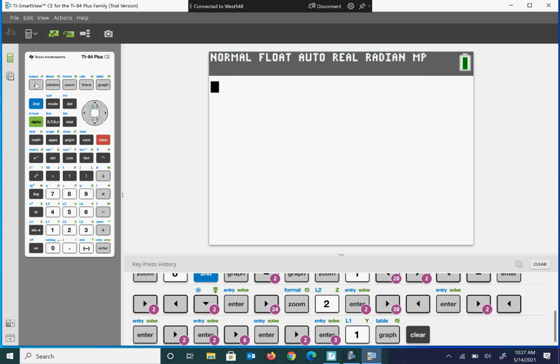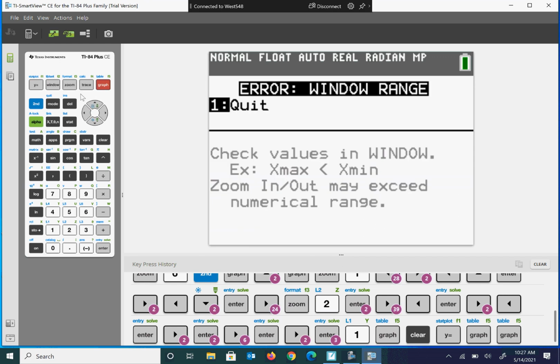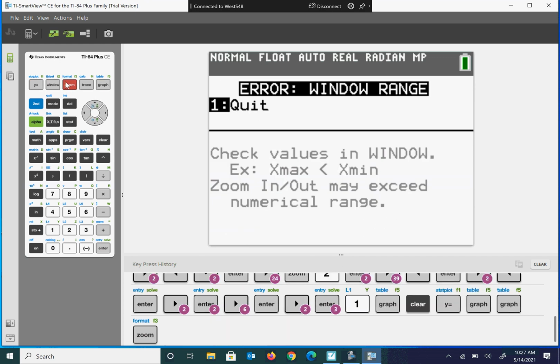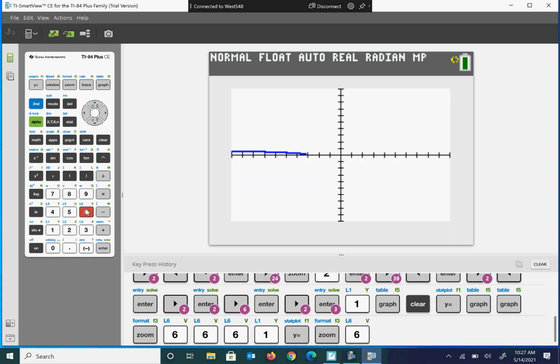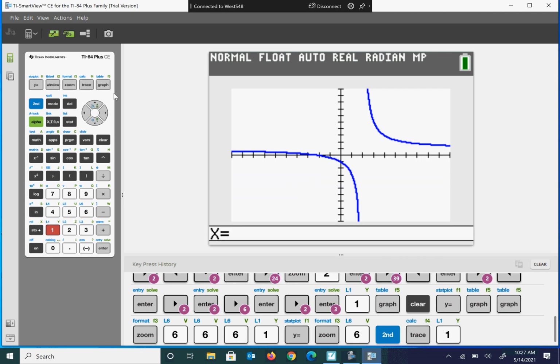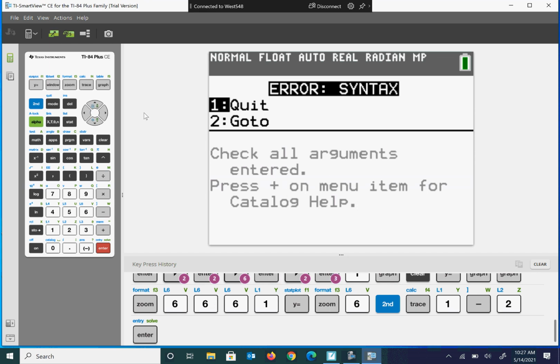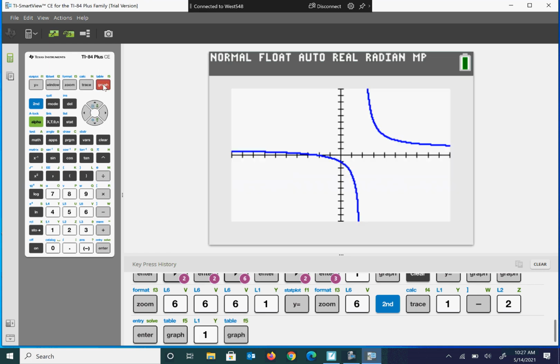Okay. Y equals, graph. Zoom. Zoom standard. All right. I thought it was going to, on these old ones, quit out of there. Y equals there, zoom 6. If I wanted to calculate a value at -2, it tells us that we have an error. And the reason why it tells us we have an error is that hole does exist there.